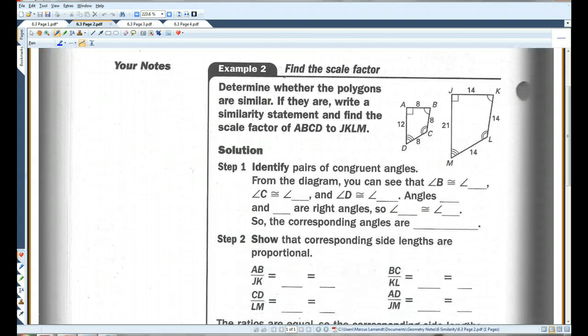Determine whether the polygons are similar. If they are, write a similarity statement and find the scale factor of ABCD to JKLM. Okay, first of all, let's identify the pairs of congruent angles. It says angle C is congruent to, well, angle L, because both of those have 2 arcs. Angle D has 3 arcs, and so does angle M. Oh, I forgot angle B. B has 1 arc, so angle K. J and A are right angles, so angle J is congruent to angle A. So the corresponding angles are congruent, all of them.